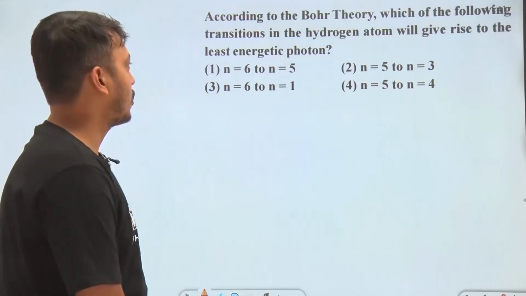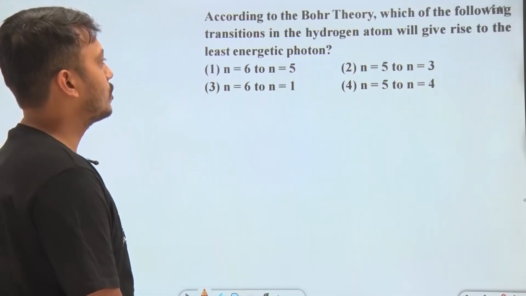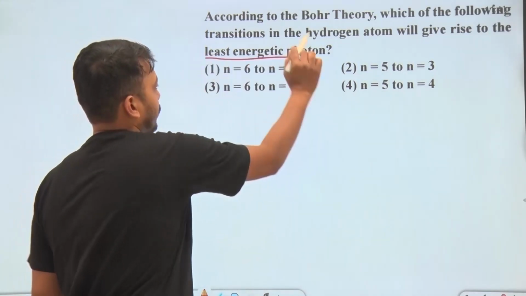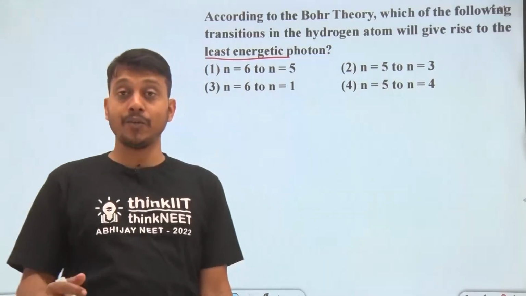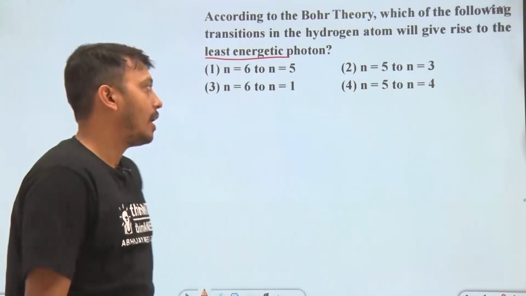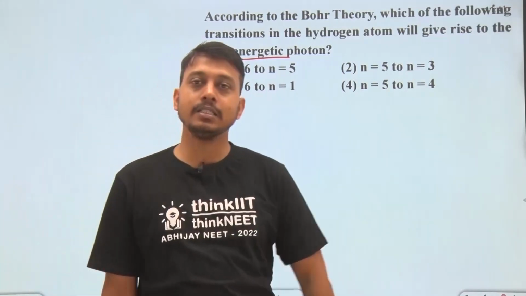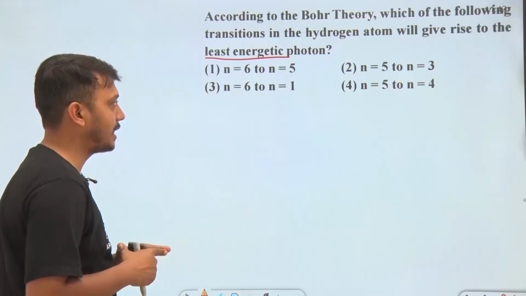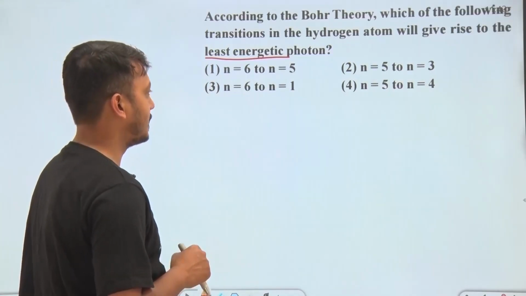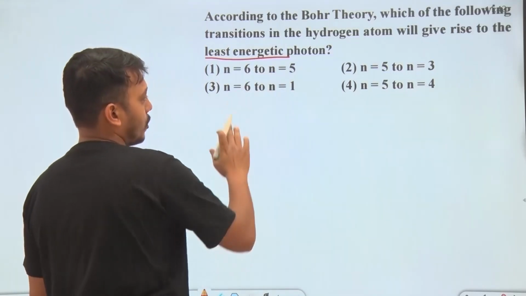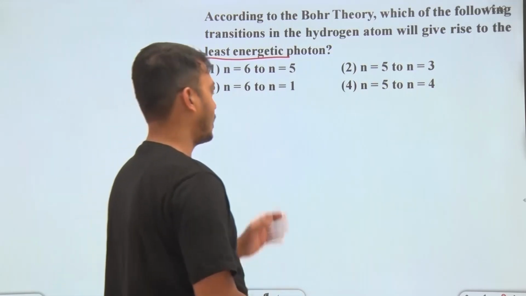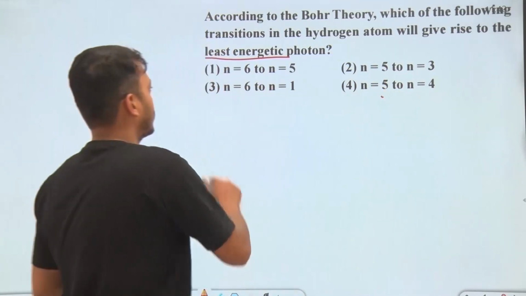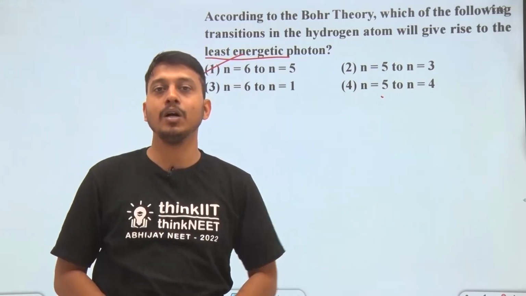So students, the next question is from the atomic structure chapter. The question is, according to the Bohr theory, which of the following transitions in the hydrogen atom will give rise to the least energetic photons? The least energetic photon is where the energy shell difference is smaller, and when we move to higher energy shells, the consecutive differences between two energy shells decrease. So the least energetic photon is released in the 6 to 5 transition, because 6 to 1 releases the maximum energy photon, then 5 to 3, then 5 to 4, and the least is released from 6 to 5. Hence option number 1 is the correct choice.